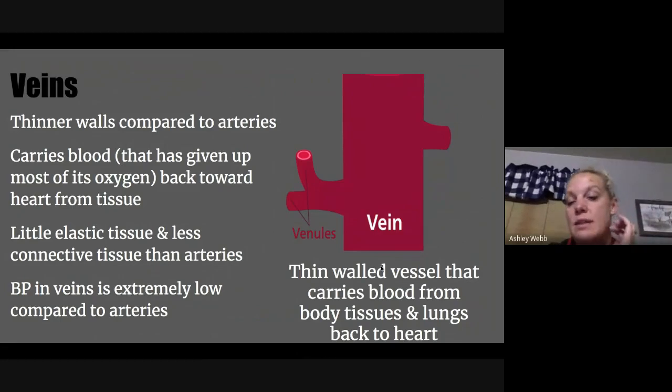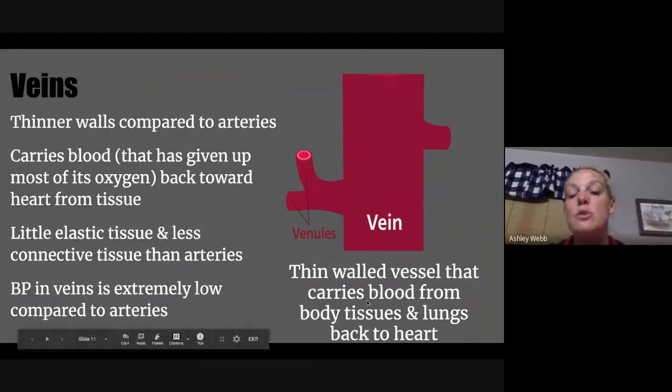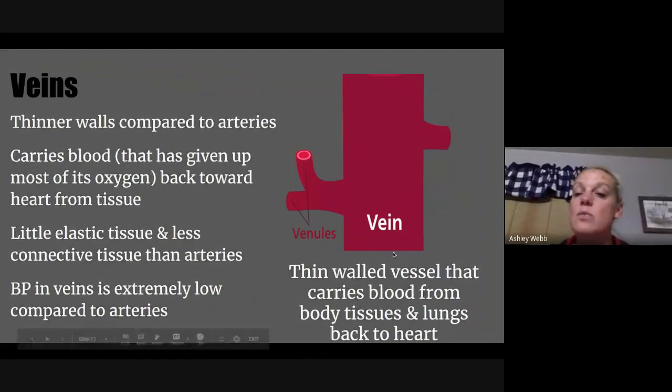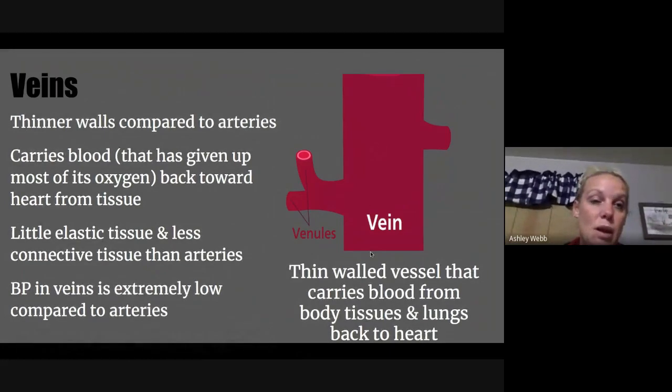The veins carry blood back to the heart. So it carries the blood from the body tissue and the lungs back towards the heart. That's why it's blue. It carries blood that has given up its oxygen. The oxygen has been exchanged and mixed with the nutrients, and the blood goes back toward the heart from those tissues. So it's what's coming back up from our hands and feet, from our legs, back up towards the heart.